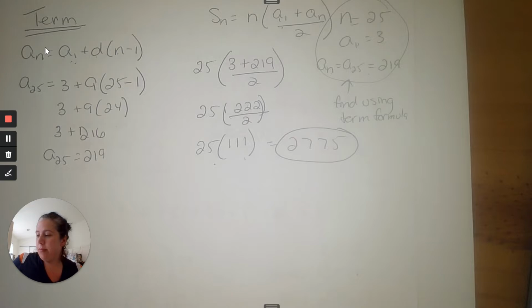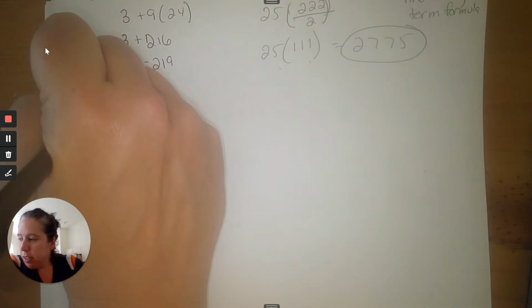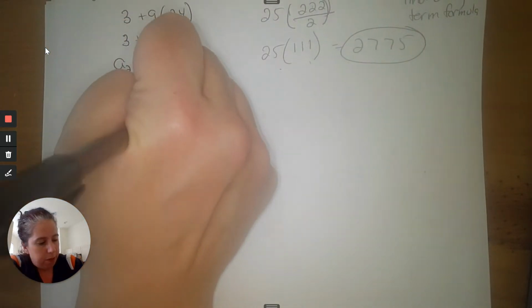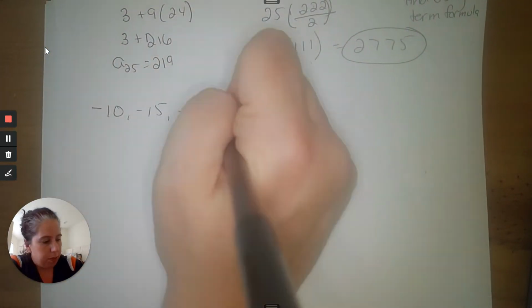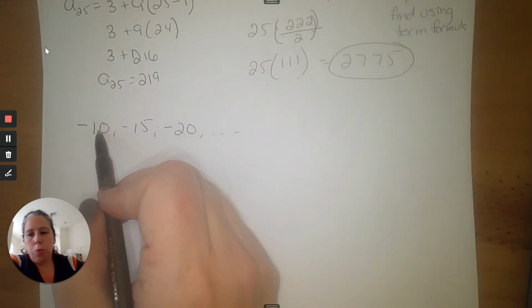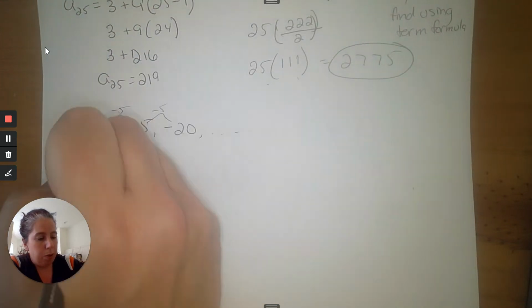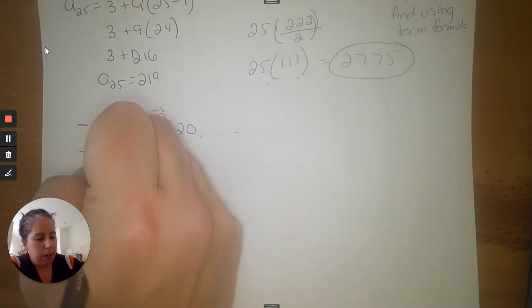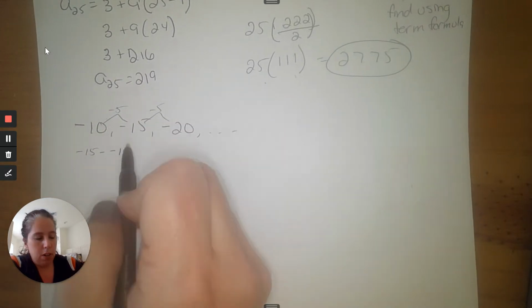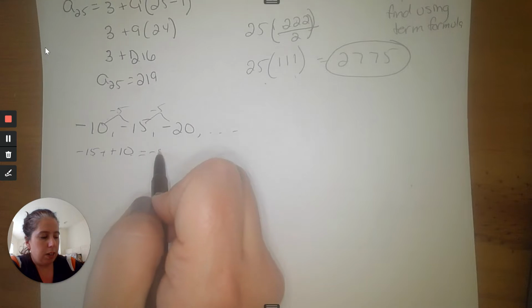Yes, no, maybe? Okay. Let's try one more of these. If I give you negative 10, negative 15, and negative 20, this is minus 5, this is minus 5. Remember, you're going to do the second one minus the first one. So that becomes positive. Negative 15 plus 10 is going to give me negative 5.